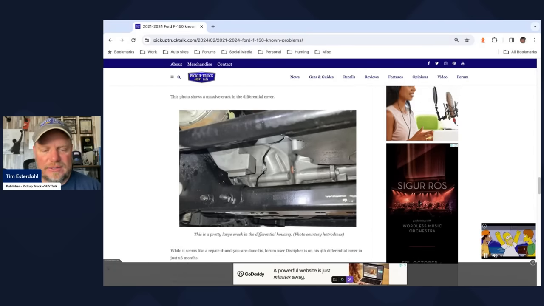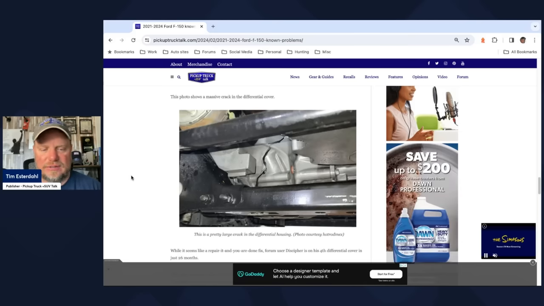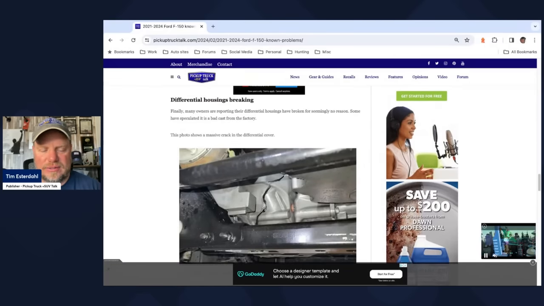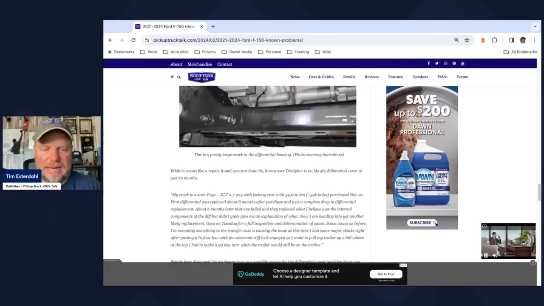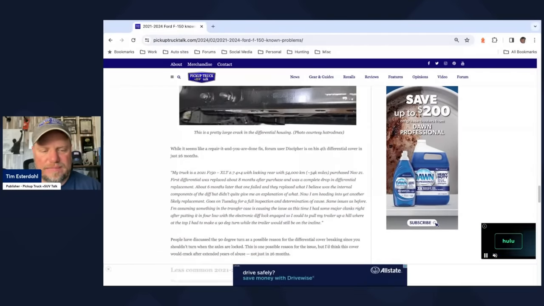And then there was somebody else. This photo is courtesy of Hot Rod Mex. He had the same kind of cracked differential, so it wasn't just one guy. There were several people over there that had a cracked differential housing, broken for no reason, which is just fascinating to think that much casting would get cracked like that. It's not cast iron, but it is interesting.